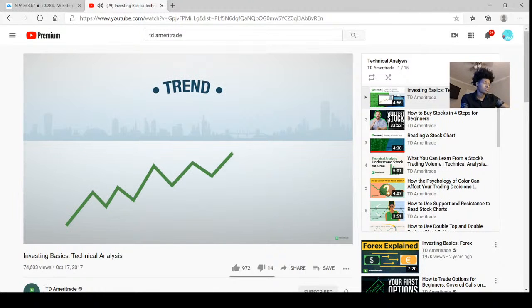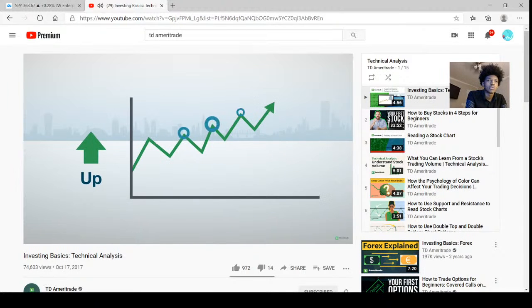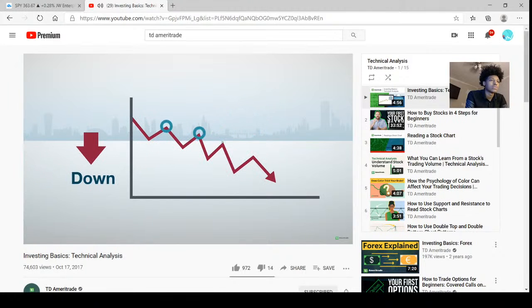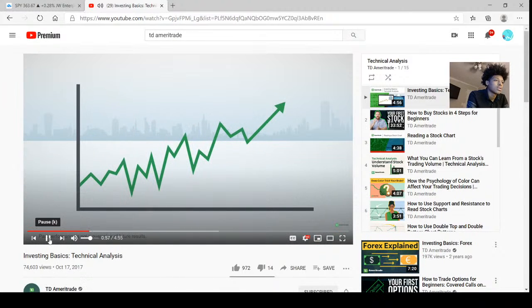Trend is the general direction a stock's price is moving. There are three kinds of trends. Up, which is a series of higher highs and higher lows. Down, which is a series of lower highs and lower lows. And sideways, which has roughly equal highs and lows. When I say in the chat, you might hear me say it's trending.